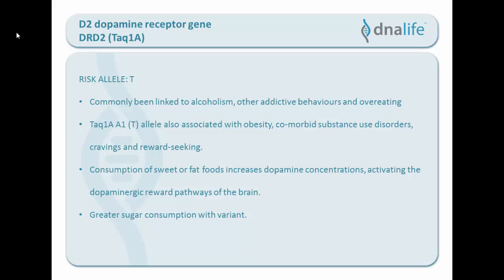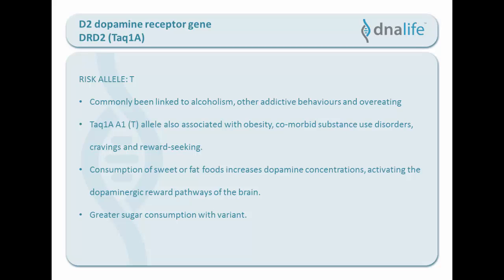So this gene has been commonly linked to alcoholism as well as other addictive behaviors and overeating. And the TaqIA or T allele is what you will see in the report, as you'll see the T allele as the risk allele, has also been associated with obesity, comorbid substance use disorders, cravings, and reward seeking.